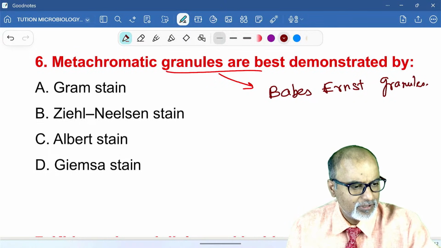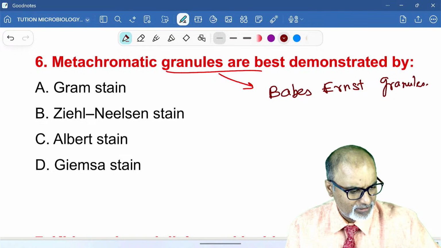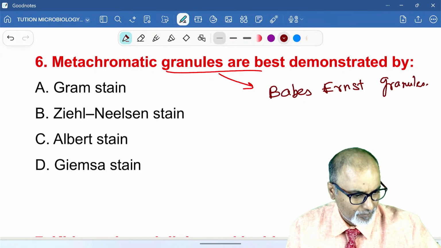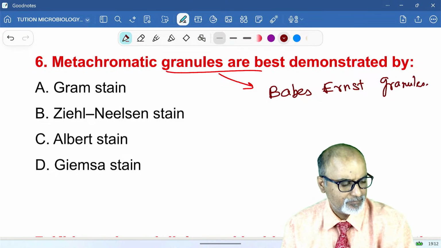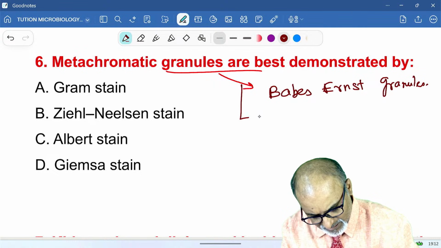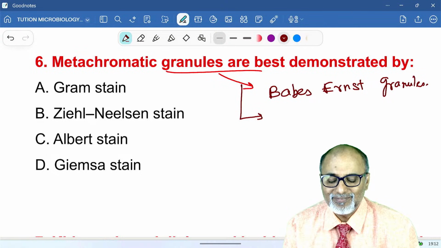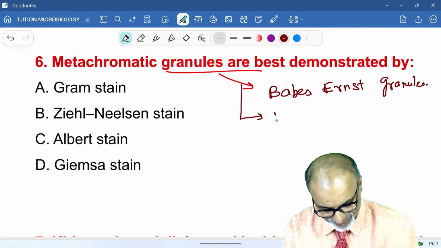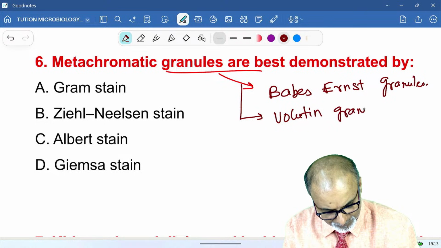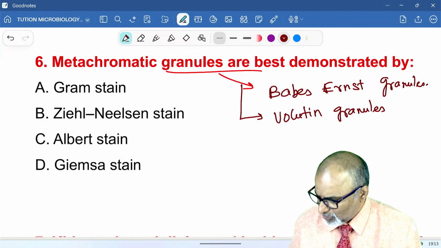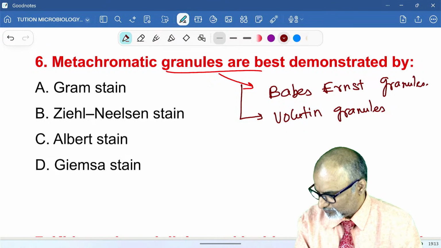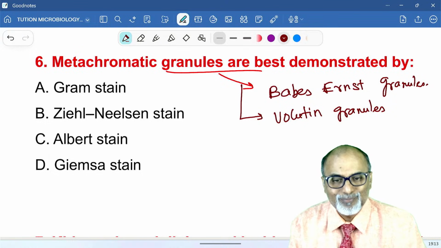Babes-Ernst granules. Another name is volutin granules. Babes-Ernst granules, otherwise called volutin granules. Any other name? Polar bodies.